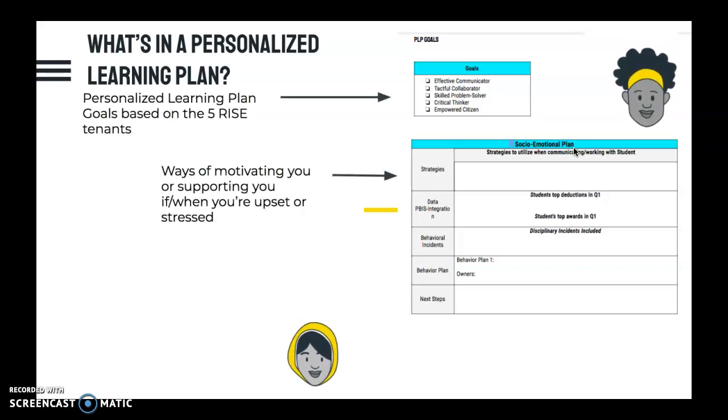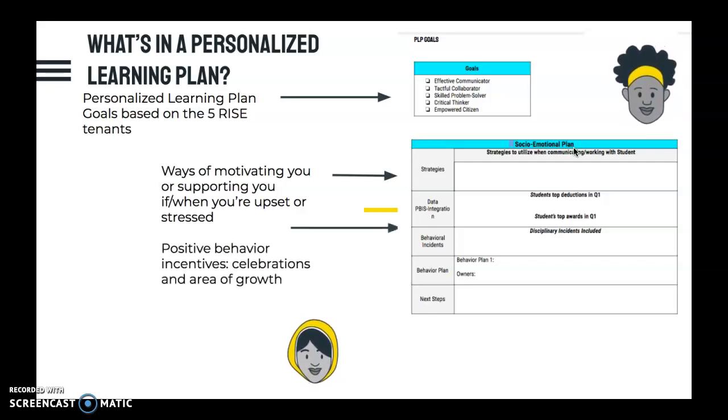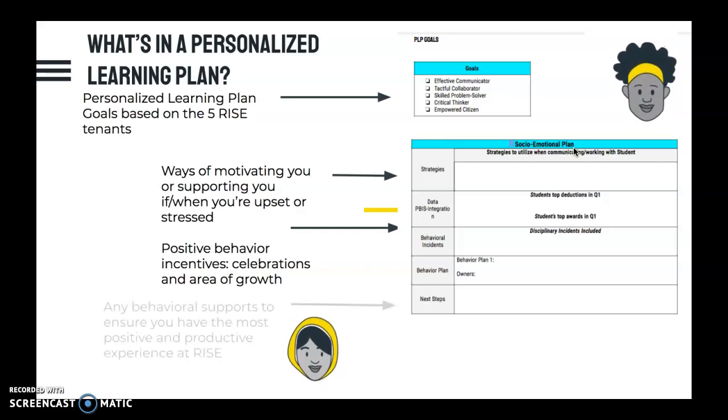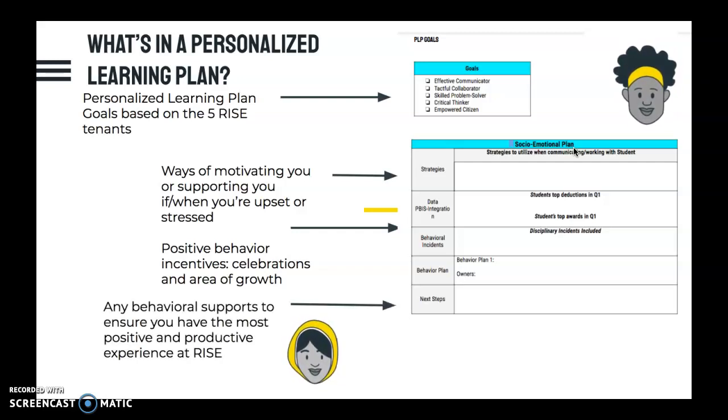All of this will be filled out with you and your advisor as you learn more about each other. Thinking about what happens when you're upset or when you're stressed. How do we calm you down? How do we support you? What are some positive behavior incentives that you've received for maybe being a tactful collaborator? And then any supports that might help you if you have any kind of conflict or challenge on campus, how we ensure that you are being held accountable but also being supported.